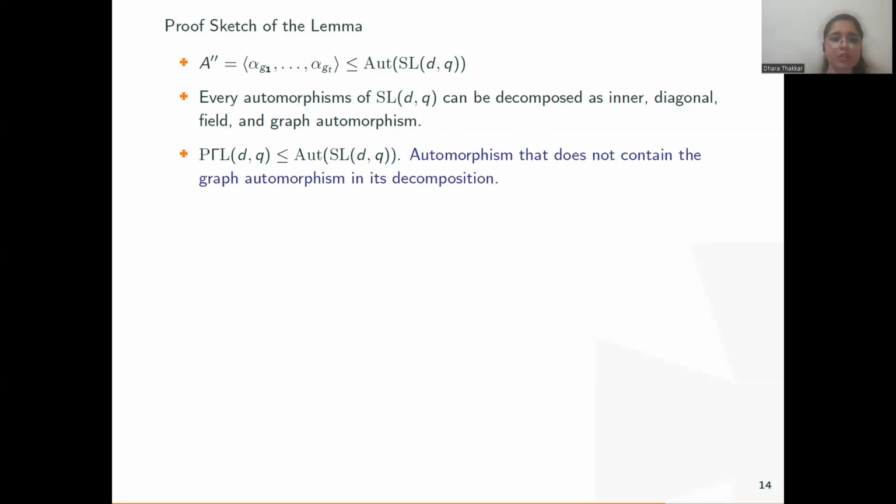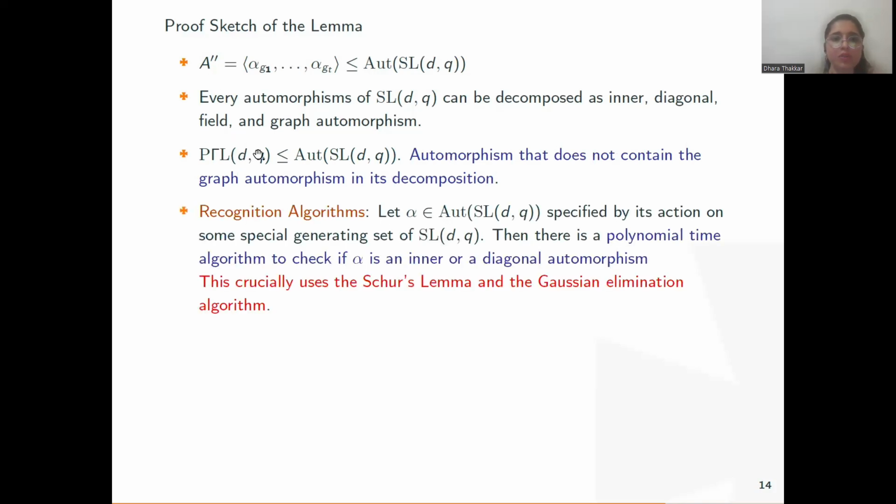Now, if you remember, our goal was to check whether A is contained in PΓL(d,q) or not. It is known that PΓL(d,q) can be seen as a subgroup of Aut(SL(d,q)), and it contains a certain special type of automorphism. It is known that automorphisms that do not contain any graph automorphism in their decomposition form a group, and it is isomorphic to PΓL(d,q). Now, if we want to see whether our A double prime is a subgroup of PΓL(d,q) or not, we want to recognize what type these alpha GIs are.